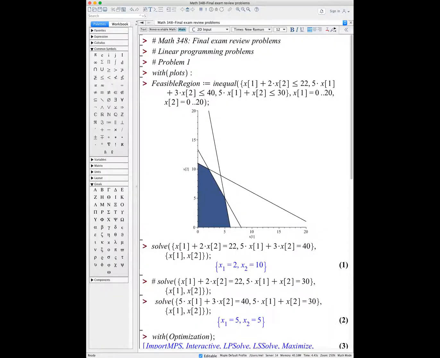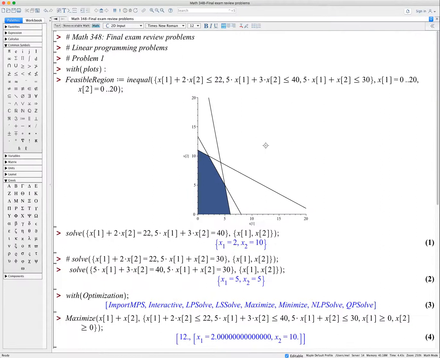So hopefully this is what you see. This is problem 1 of the linear programming problems. I open the plots package so I can use the command inequal. So that gives me my 3 inequalities.